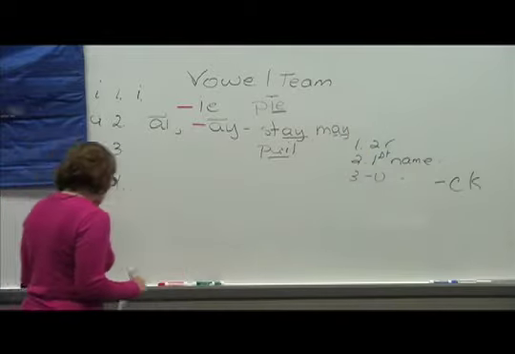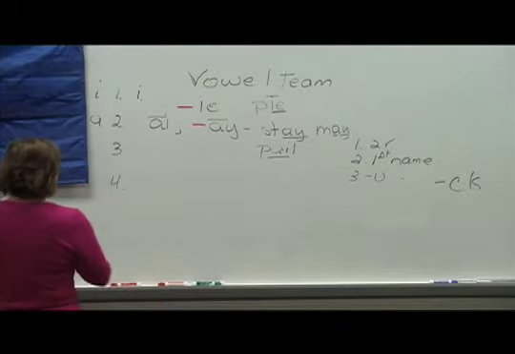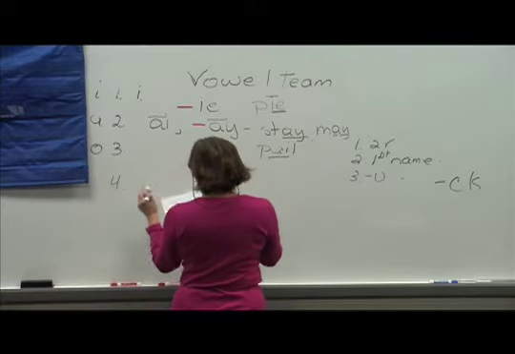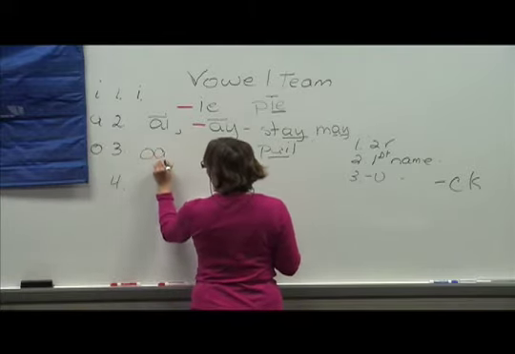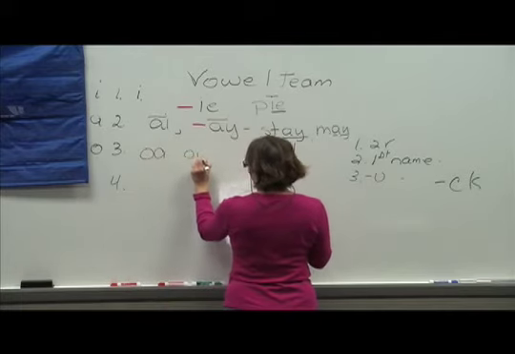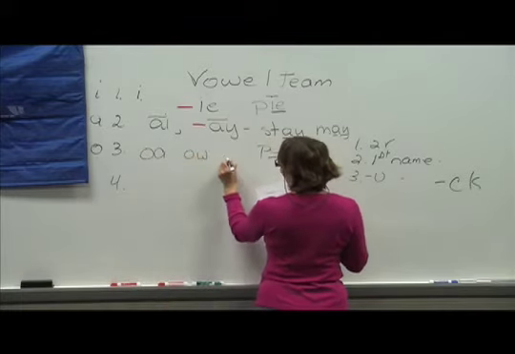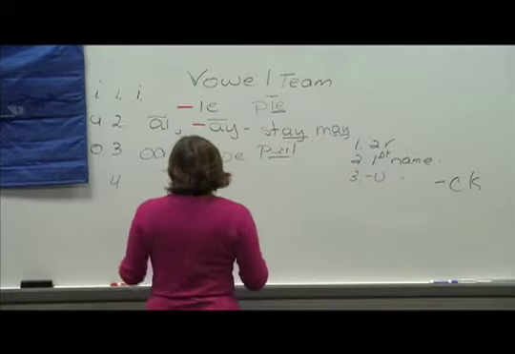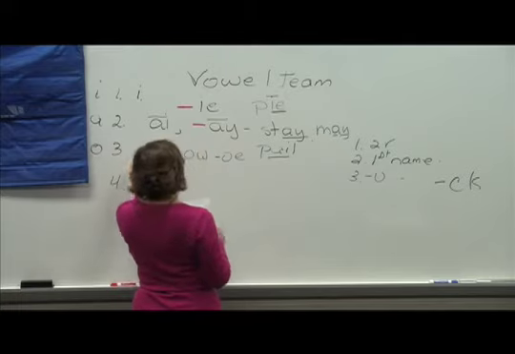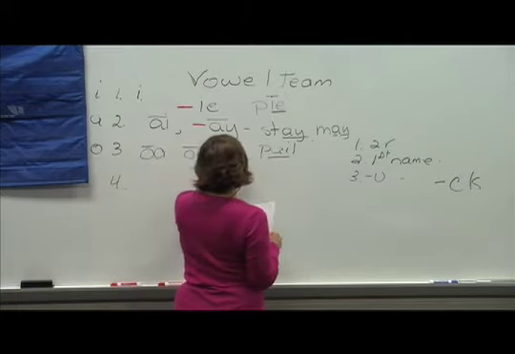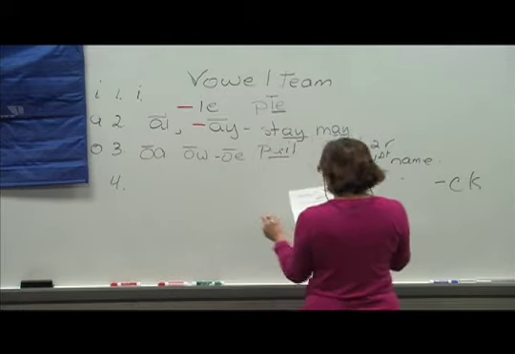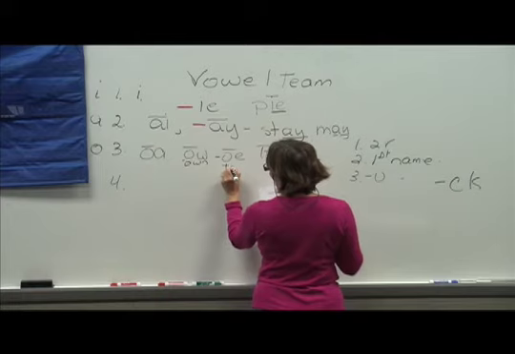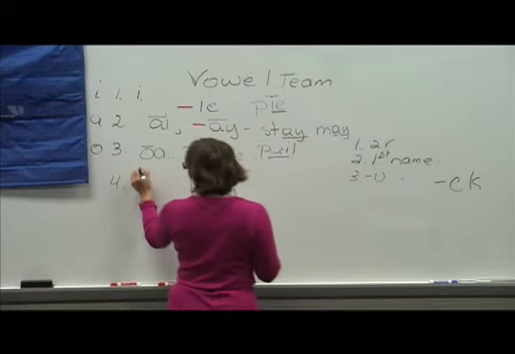Okay? All right. The next team that we have is the O team. And under the O team, we have OA, we have OW, and we have OE. OE comes at the end of a word, and it produces the long O sound. So this O team is going to make long O. Let me give you some examples. This is like own, right? This is like toe. Okay, this is like soap.